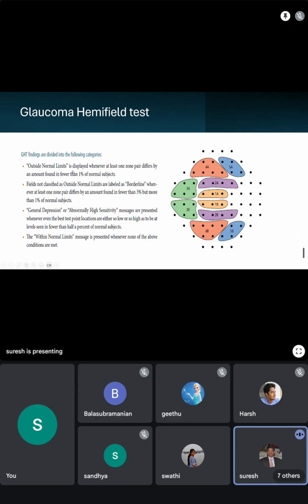See, for example, we are comparing 1A and 1B, 2A and 2B, something like that. If one zone pair is abnormal and it is 1% only, it can be normal. When such a change happens, it is known as outside normal limits. Whereas if the difference is fewer than 3%, we call it borderline. And if it is across multiple zones, we call it generalized depression. If everything is normal, then we call it within normal limits. Okay.